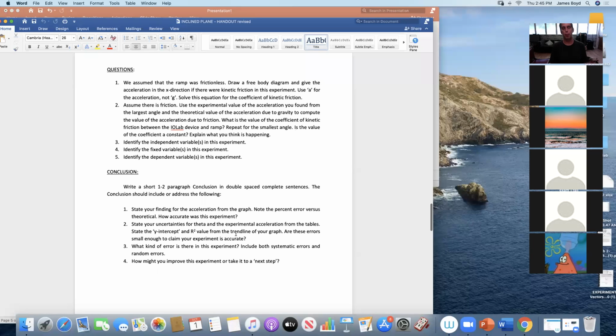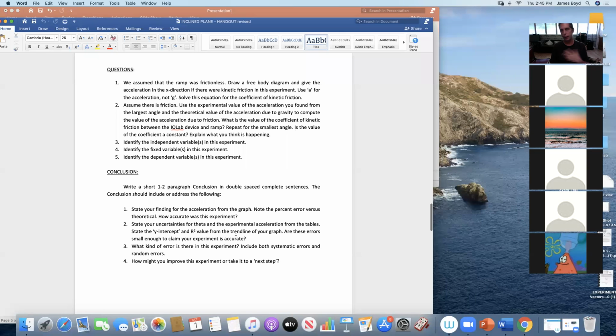What kind of error is there? Systematic and random. There's air resistance. There's friction in the wheels or on the surface. There's a little bit of lag maybe. There's measurement error due to the rulers. There's probably something I haven't even thought of. Maybe the ramp wasn't completely level. There's just all sorts of errors that you could think of that might have contributed to our error in this. Try to identify them as random or systematic.